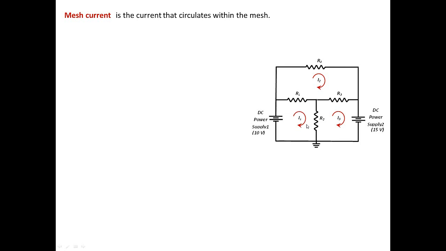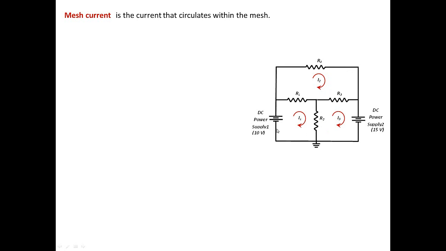So this is the first loop, the first mesh, we're going to call it I1. This is the second mesh, we're going to call it I2, and this is the third mesh, we're going to give it a name I3. But there are more loops. For example, you can combine those 2 meshes to give you one loop, that's loop number 4. You can combine those 2 meshes like that.